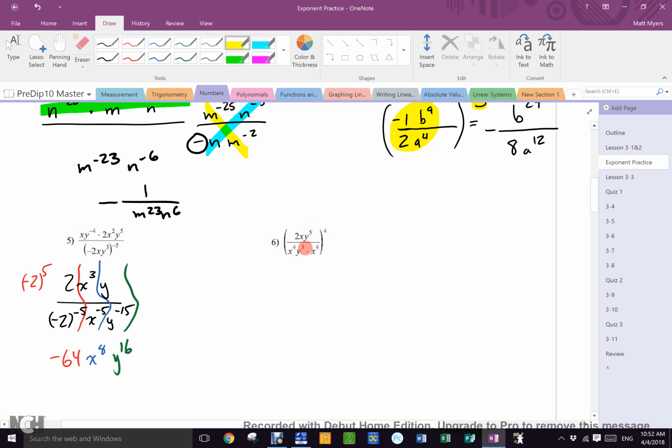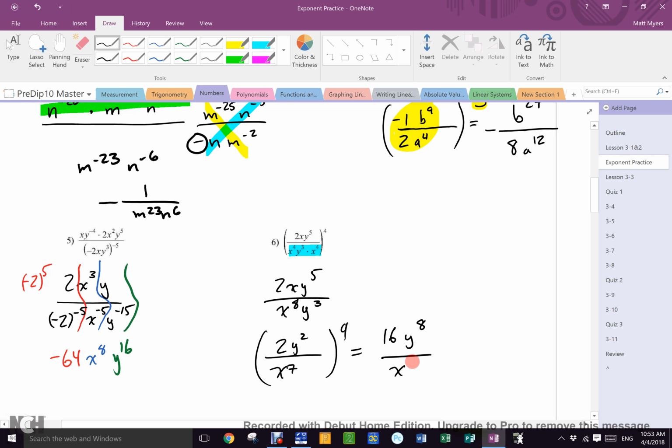Luke likes to move that 4 in now. Do I? I like to tidy up inside first. If I was tidying up inside first, I would obviously start with the denominator, because that's where there's simplification to happen, right? So the top, 2xy to the 5th. The bottom, x to the 8th, y to the 3rd. Continue to tidy that up. 1 minus 8 is negative 7, right? So 2 over x to the 7th. 5 minus 3 is 2y squared. And all of that is to the 4th. Where does that 4 go? Everything. 2 to the 4th is 16. Y to the 8th. X to the 28th.